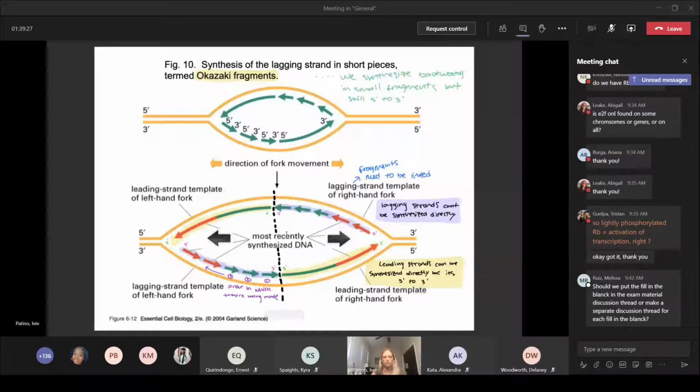So if I go back to here, this is what a replication fork looks like. On one strand, you're gonna have Okazaki fragments and a leading strand, and on the other, you're gonna have the same Okazaki fragments and a leading strand. So you're gonna need primers for both. For the leading strand, you need to place a primer first, and then DNA polymerase will take over and just continue on straight until it reaches an endpoint. But for the Okazaki fragments, you're gonna need primers every time.